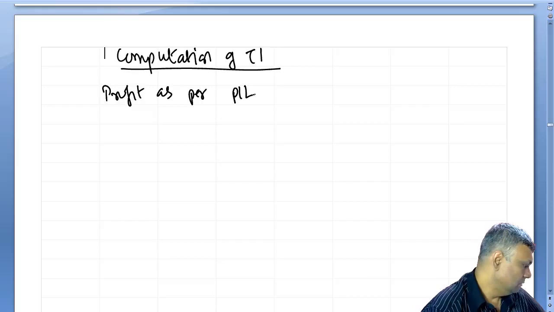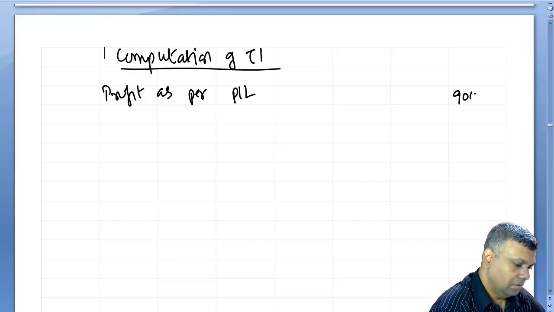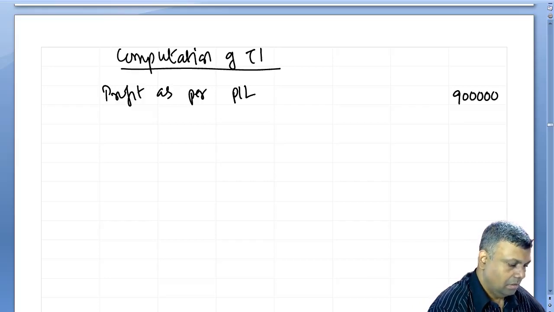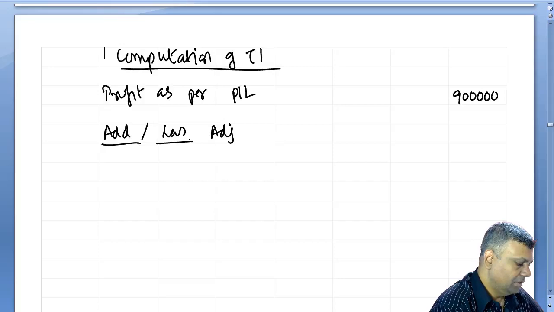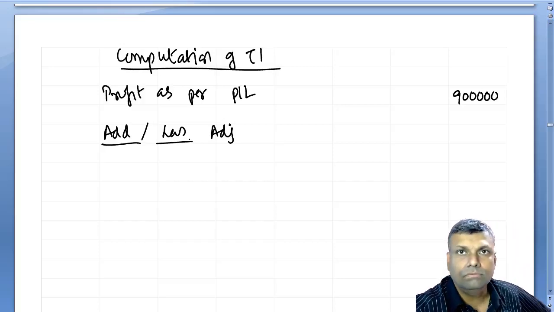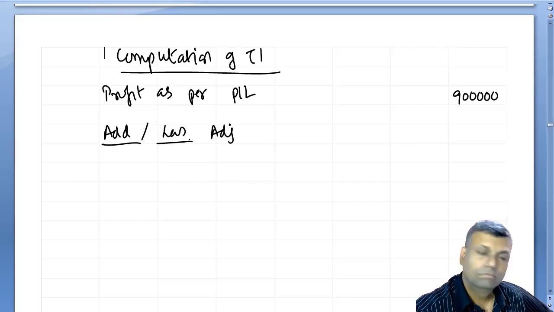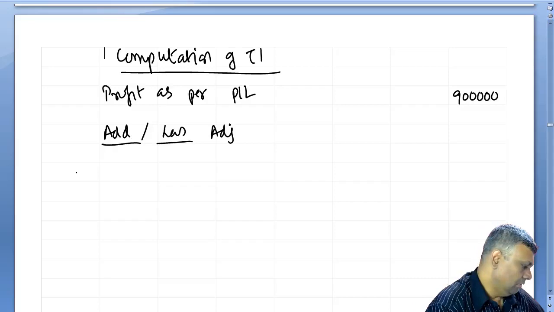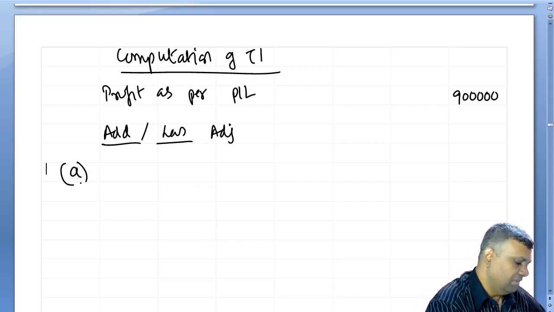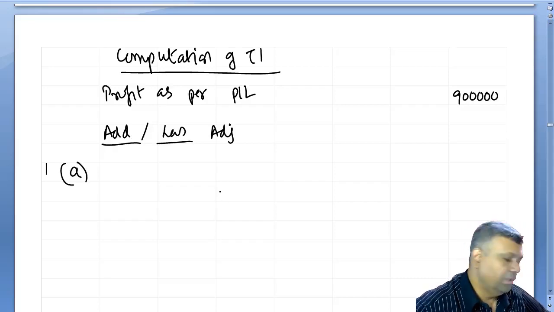Profit as per P&L: 9 lakhs. Add less adjustments. Okay. You have all the items A, B, C, D. So we'll keep on adjusting A, B, C, D step by step.